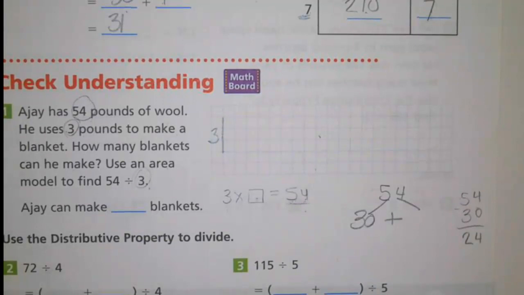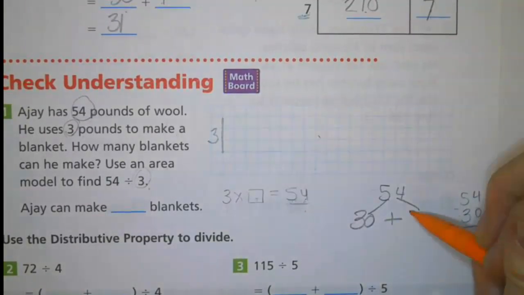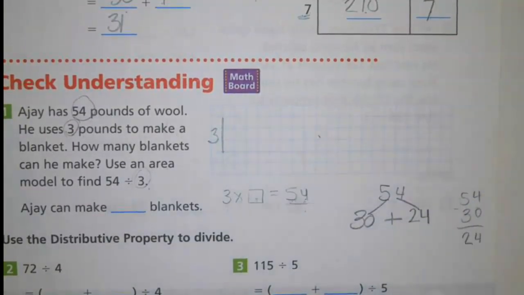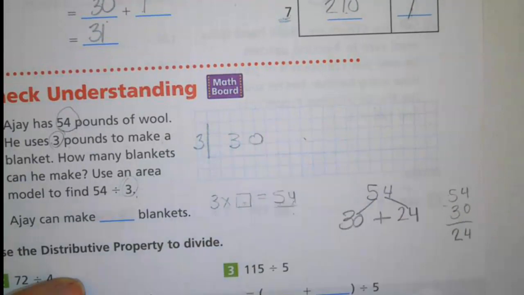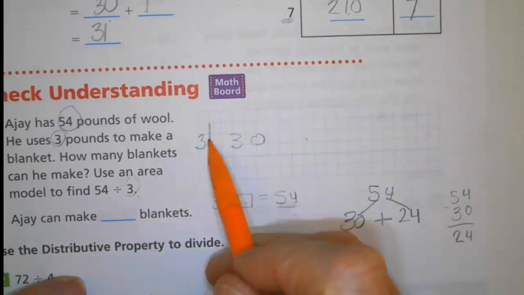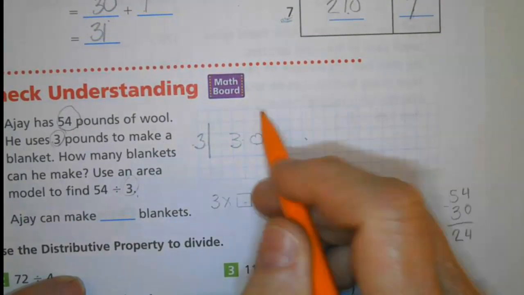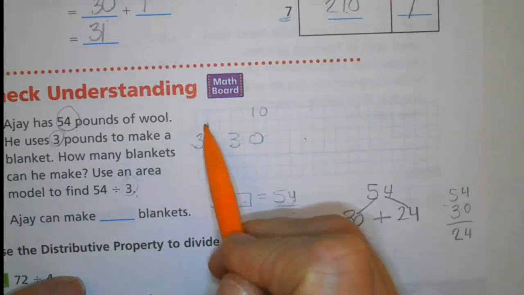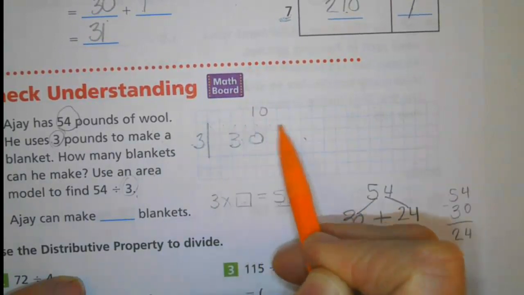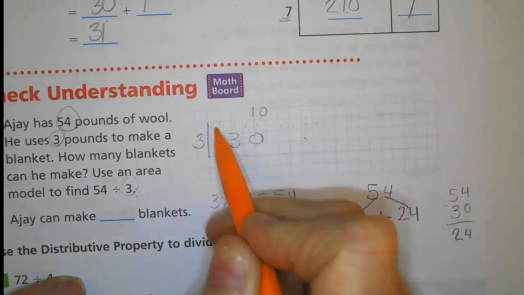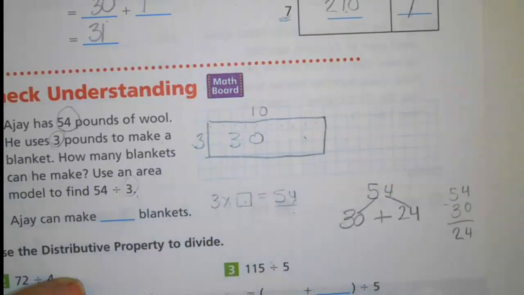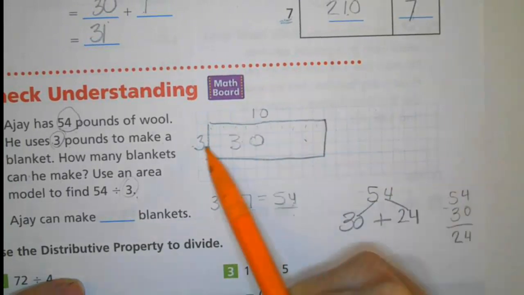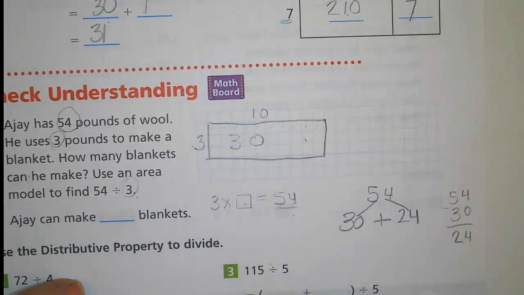All right, I got 24. So 54 is the same thing as 30 plus 24. So I know this area in here has to be 30. So I have to think 3 times what is 30? 3 times 10. So I count over 10 boxes. Count over 10 and mark it off. And there we got a nice little area model to show that 3 times 10 is 30.